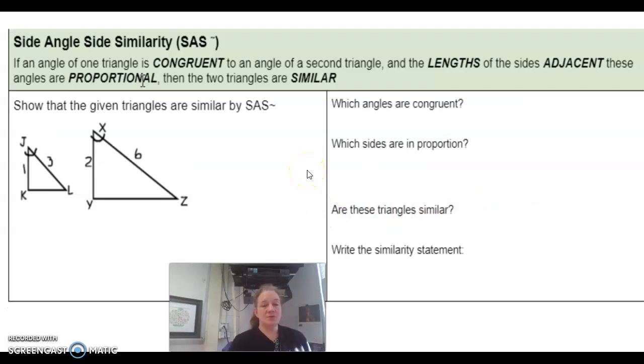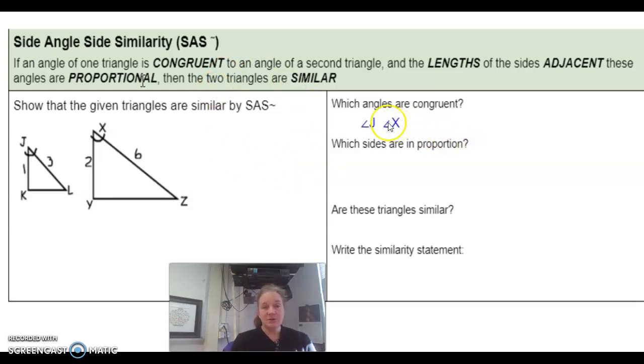So now let's look at another one. We looked at side. Now let's see if side angle side works. It does. So if the 2 sides are proportional, the angle included between them is congruent, then the 2 triangles are similar. I can prove they're similar. Can't necessarily prove they're congruent, but I can prove that they're similar. So let's look at this.